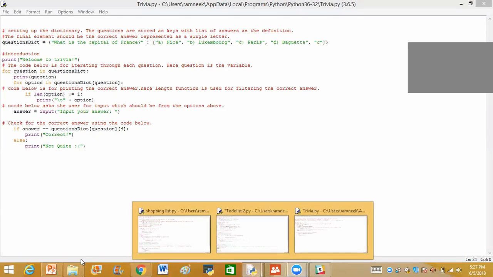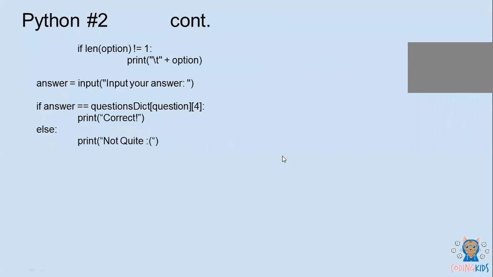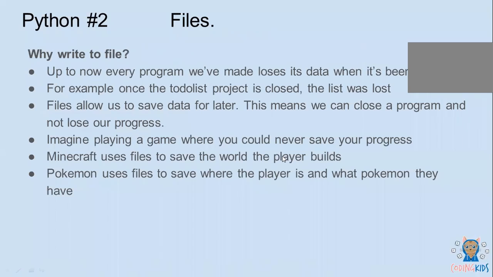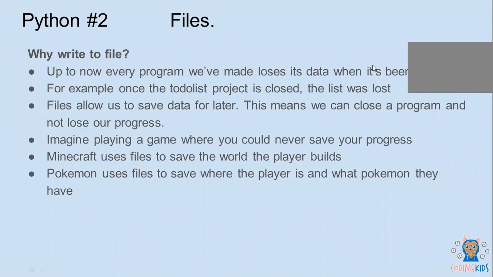our next thing, which is files. Okay, so I'm going to share my desktop. So we finished with dictionaries and files. Now, why do we need to write for files? Up to now, every program we have made loses its data, which is sad all of the time. When I close, I lose my data. Once the to-do list project is closed, the list was lost. Files allow us to save data for later.